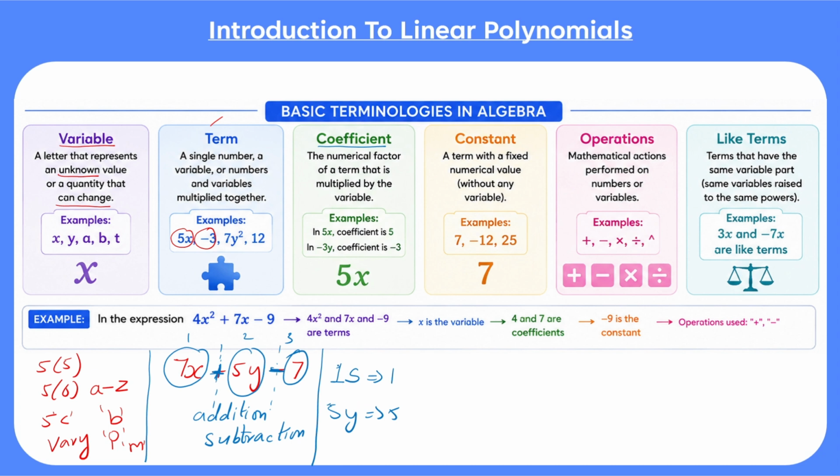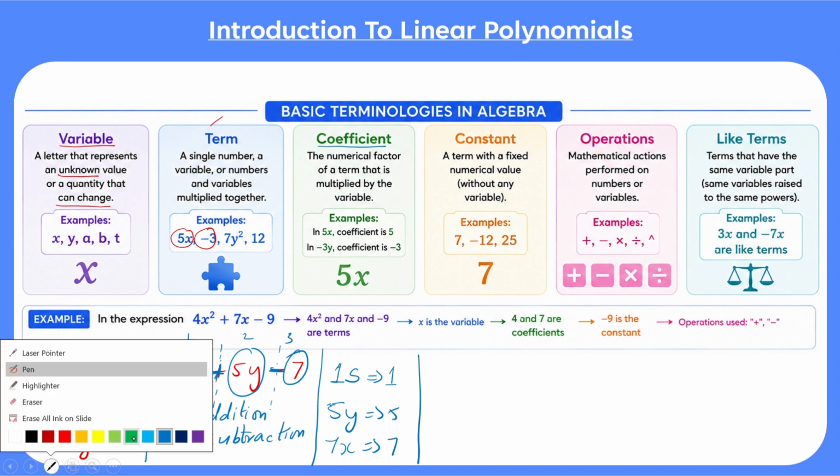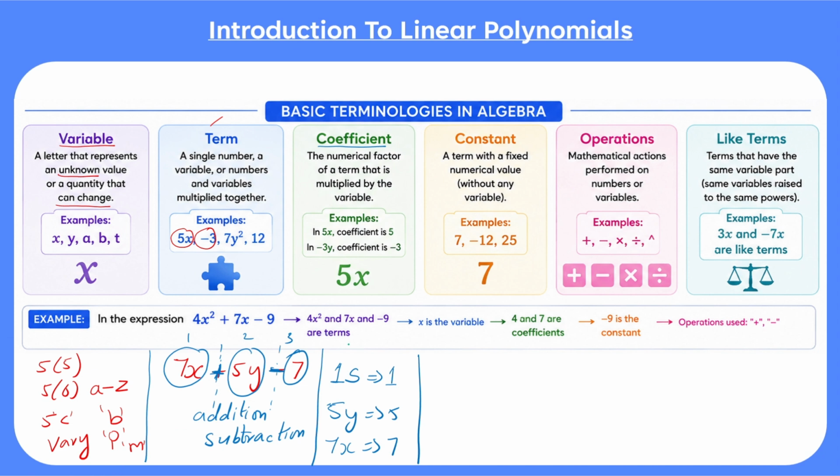All right, so most of the time we don't write the 1, so we just write it as s, but it's understandable that it is 1s. The coefficient of 5y is 5. The coefficient of 7x is 7. Okay, so it is a numerical factor of a term that is multiplied with the variable. So it will always exist with the variable only. Only then we call it a coefficient.